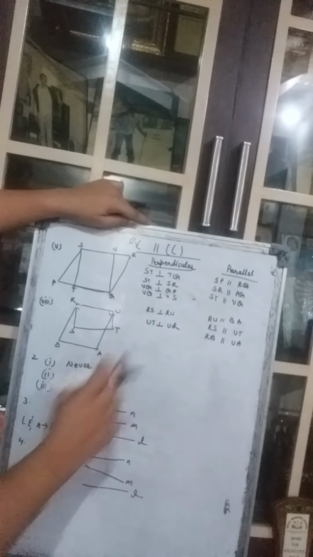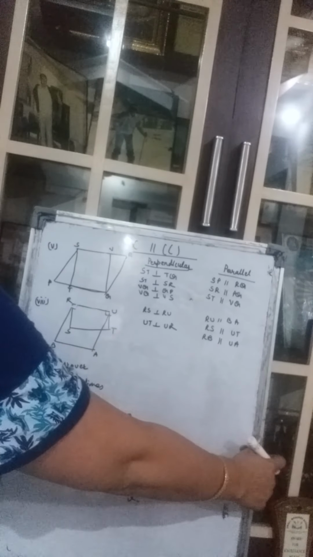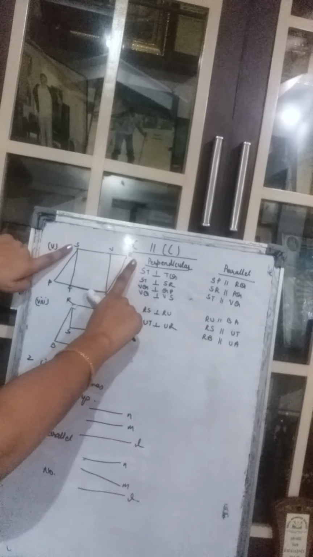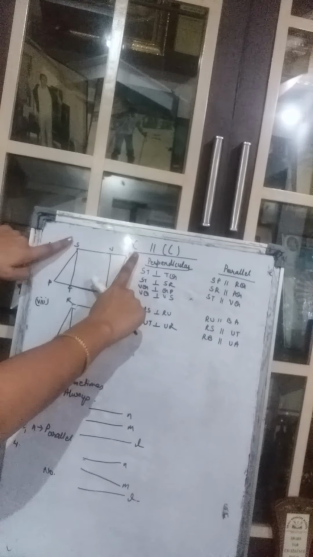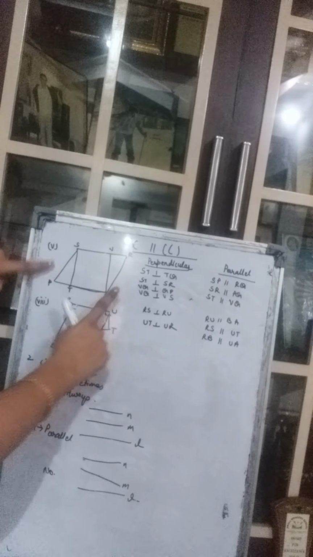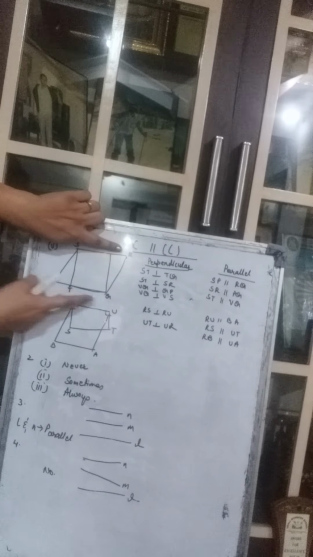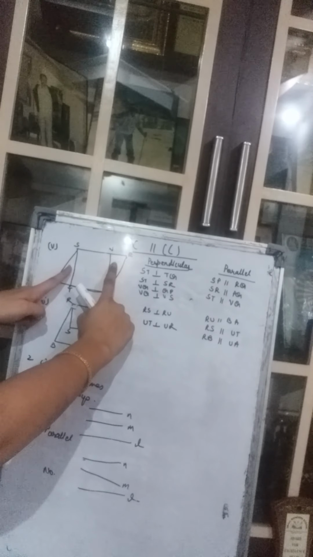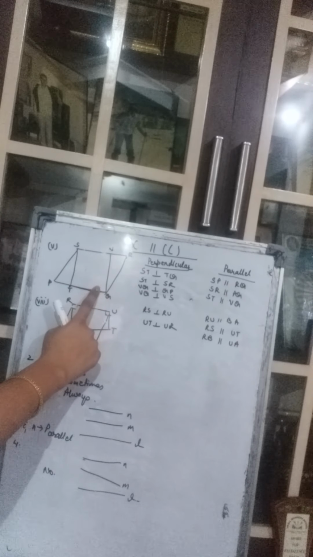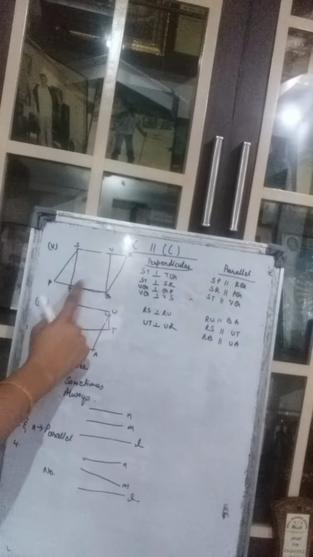Now which are the parallel lines here? Parallel lines, they are first this SP is parallel to RQ. These two lines. Okay. Then this SR is parallel to this PQ. This whole line, top and bottom. And these straight lines are also parallel to each other. So this ST is parallel to this VQ. ST is parallel to VQ. Got it?